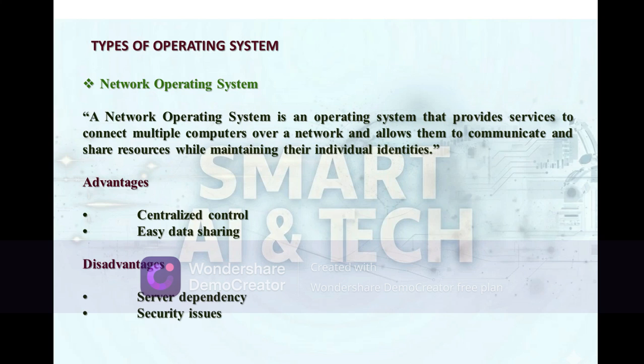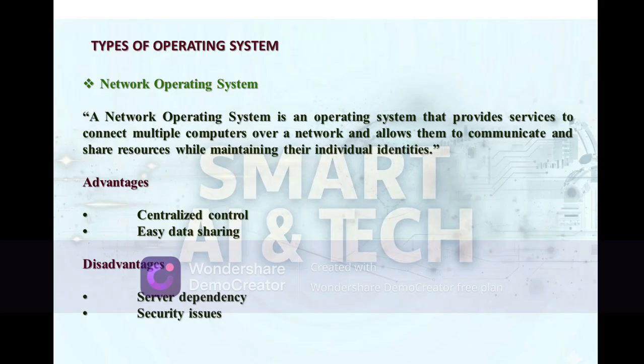This is the network operating system, and it has several features: file sharing and remote logging. If you want remote logging, then the network operating system is very useful. Advantages of the network operating system are centralized control and easy data sharing, but it has disadvantages: server dependency and security issues. An example of the network operating system is Windows Server.